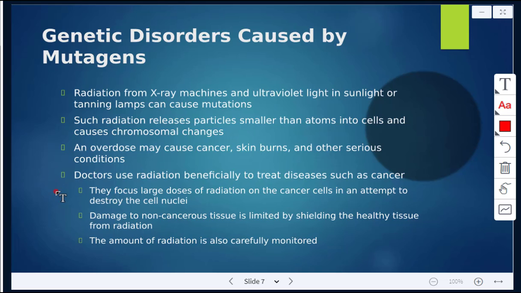They can focus a large dose of radiation on cancer cells in an attempt to destroy the nucleus of those cancer cells. Damage to non-cancerous tissue is limited by shielding the healthy tissue from radiation, and the amount of radiation is also carefully monitored.